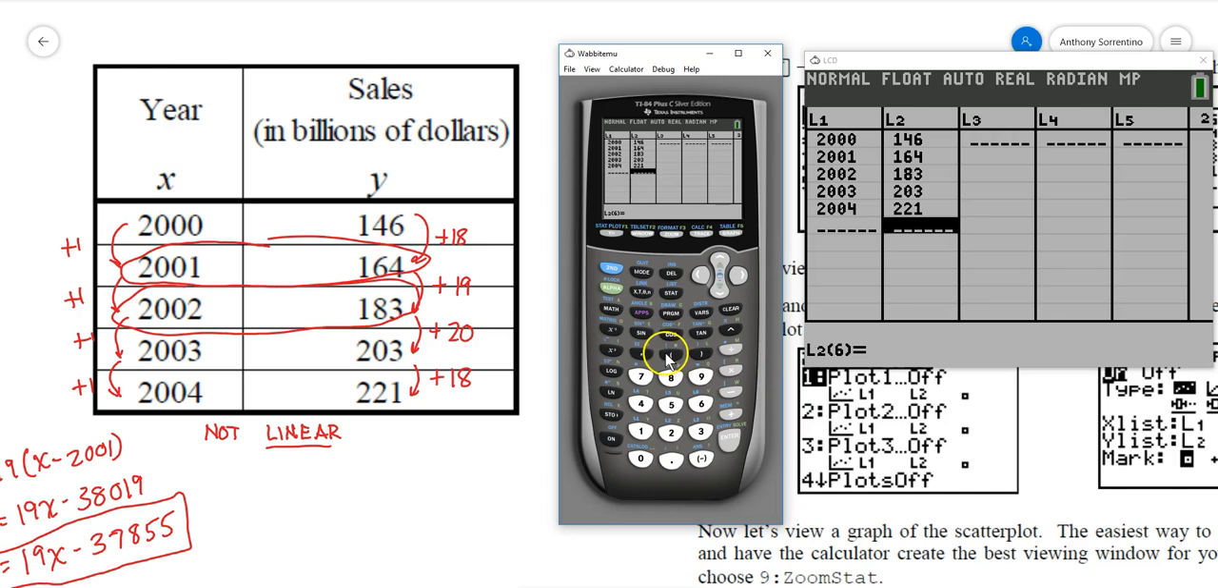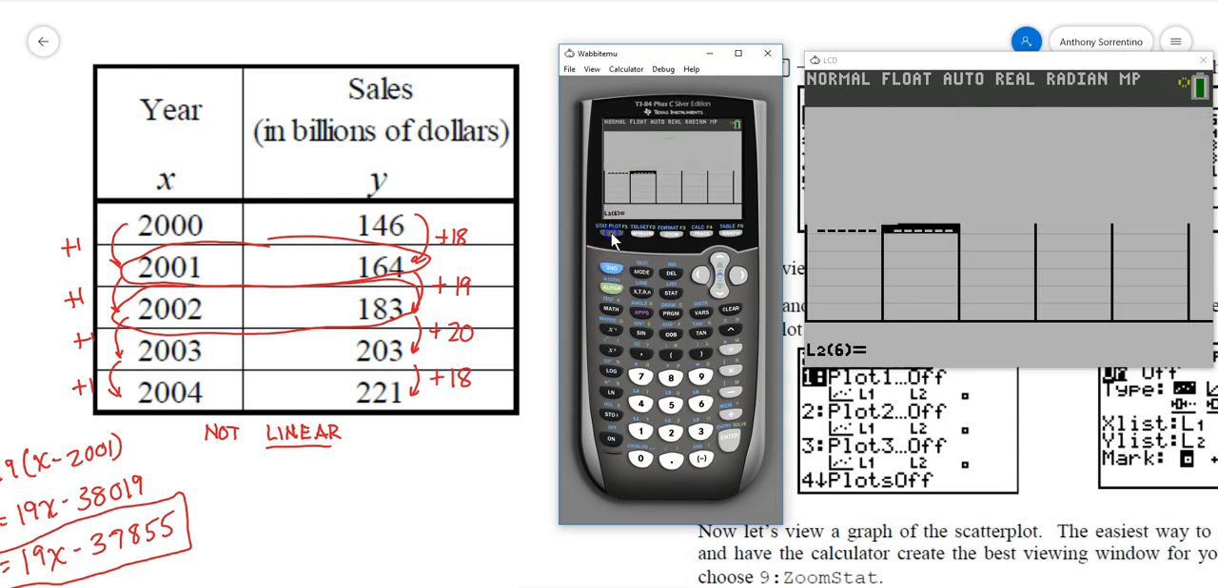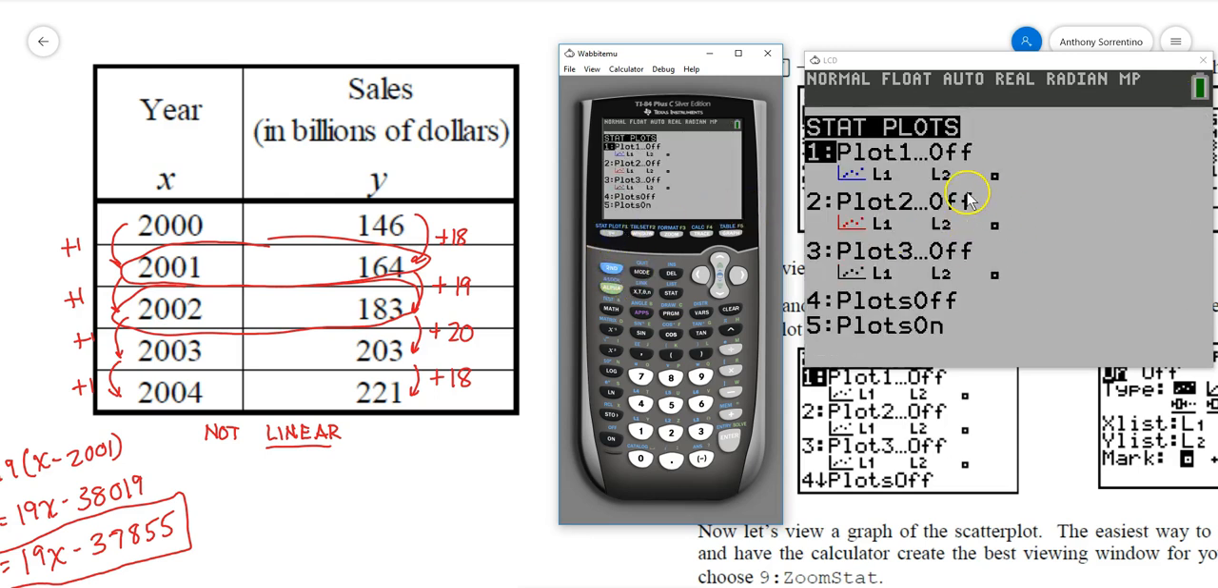The first thing I could do is plot a scatter plot. I'm going to do a statistical plot, so this is stat plot. I'm going to hit second and my y equals at this point, and I can see what kind of plot is on and off. It'll let you do up to 3 different plots. I wouldn't really want to do more than that.